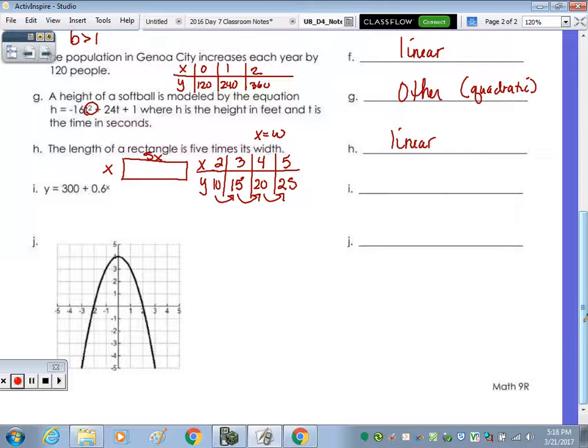In I, 300 times 0.6 to the x. Now because of the x in the exponent, it's exponential. And our b value is 0.6. And because that value is less than 1, we're going to see exponential decay. And the last one, of course, is other. And from the last unit, that's a quadratic.